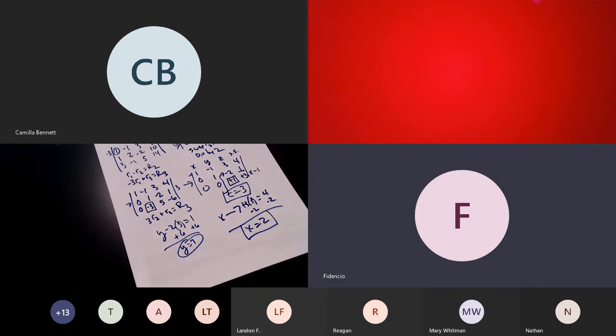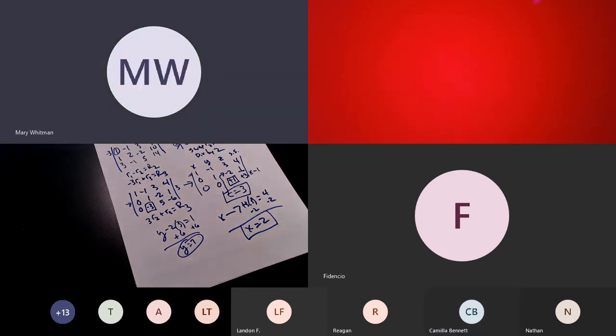Now, a couple of things to remember. I was worried that we were going to run out of time because this is kind of a long section. How did you solve for Z? Like, how'd you get 3?